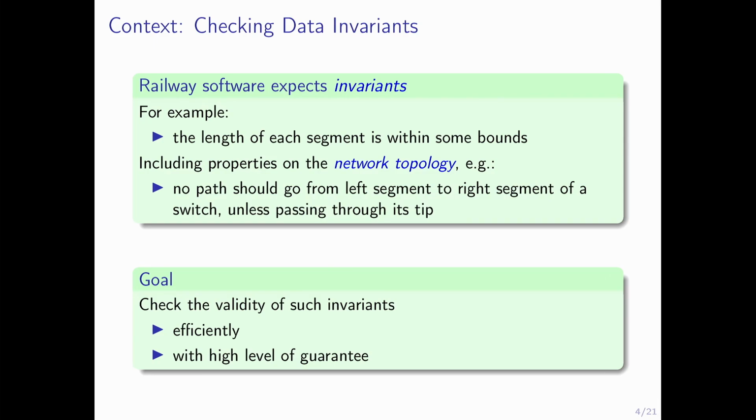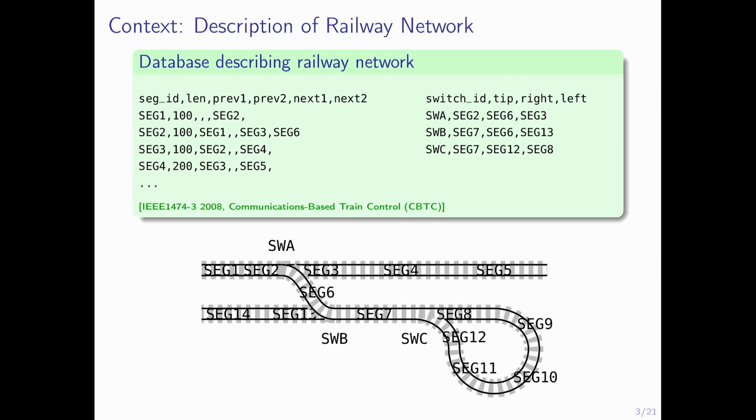Here it's not so easy to understand at first: it should not be possible to go from the left to the right part of a switch without passing the tip. Let me explain on the picture. The switch C here is not satisfying the property because you can go from the right to the left without passing the tip. So this is a kind of property that we should check is in fact not occurring in the network.